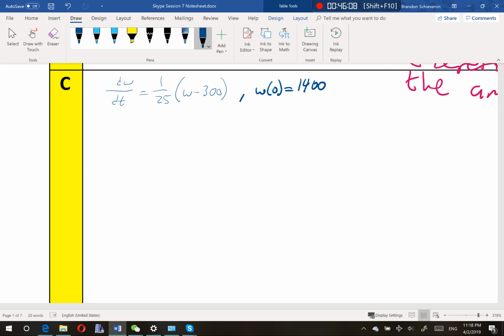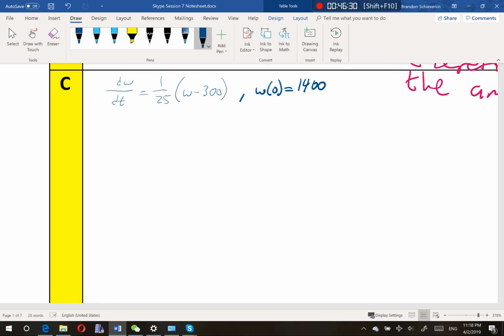Differentiate both sides. My goal is to solve for w. Right now I have a dw over dt, so I can't differentiate. Oh, integrate both sides. Okay, I want to integrate both sides, but I do have a problem there as well. On the left side I have both w's and t's. On the right side I only have w's.